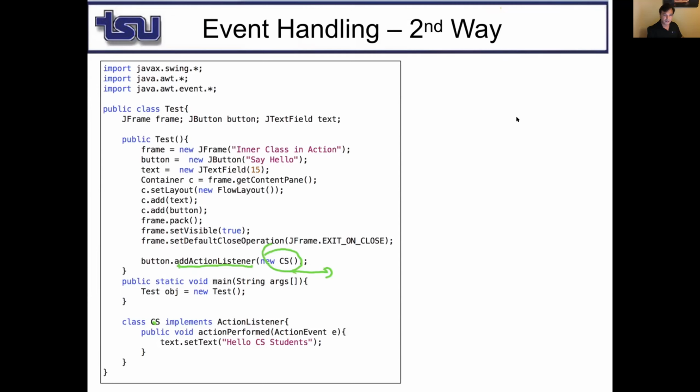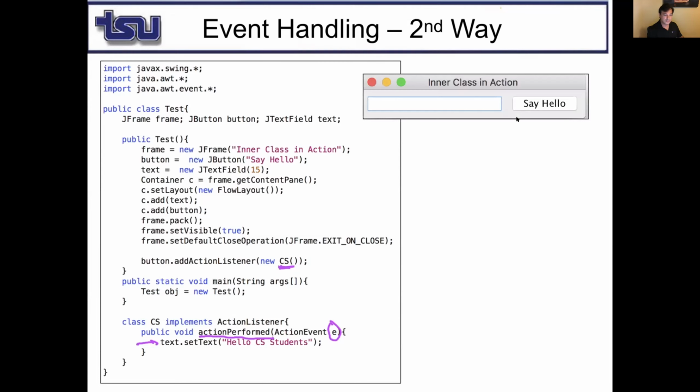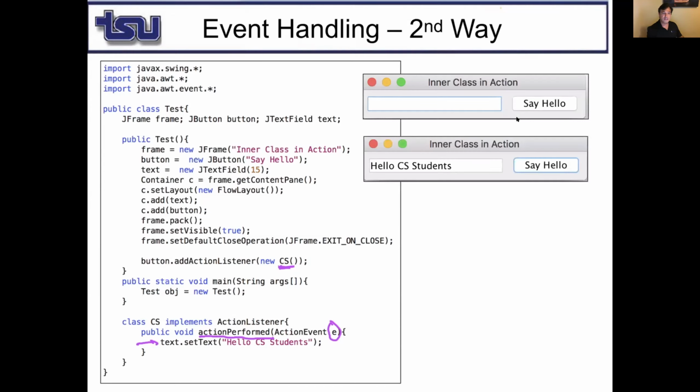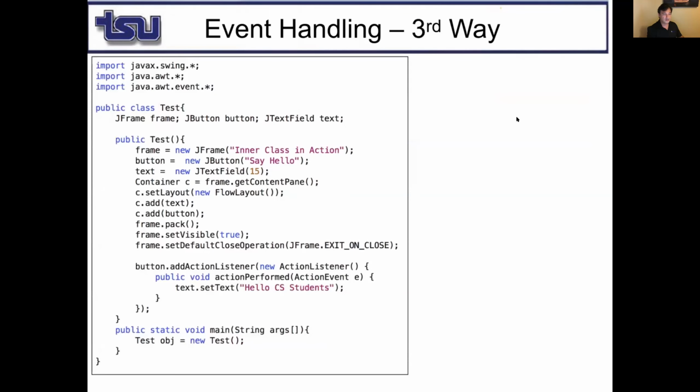So I'm perfectly okay. This time, when the user clicks on the button, Java is going to create an event called action event. That event is E. It's going to make a call to the action performed method of the CS class. So it's going to go and change the text to hello TSU students. So this is how we do event handling with an inner class. Now I have a better way of doing that. Actually, this is the preferred way. And I hope you will fully understand this.